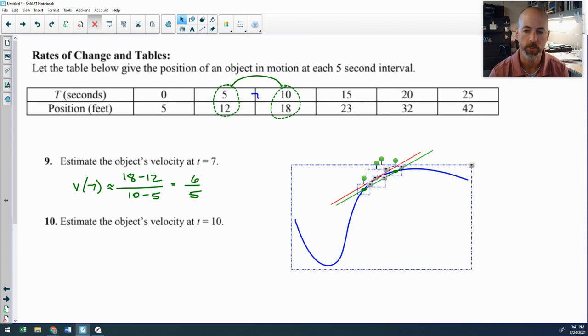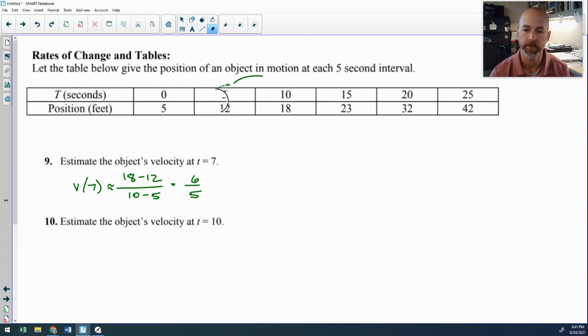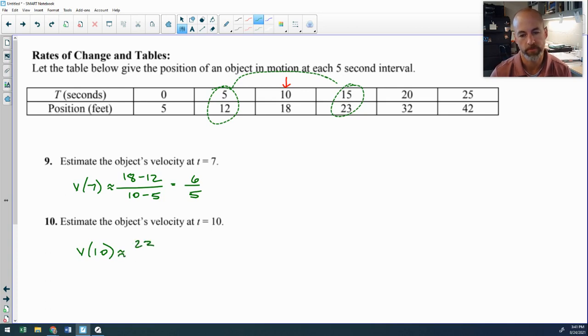And so we have something similar on number 10, except this time they want you to estimate the slope at 10, which is on the table. The fact that the point 10, 18 is on the table does not change my approach at all. I still prefer to pick a point just to the left and a point just to the right and sandwich the one in question. And so I would say the velocity at 10 is approximately 23 minus 12 over 15 minus 5, which ends up being 11 over 10, measured in feet per second. So there's your estimate at 10.